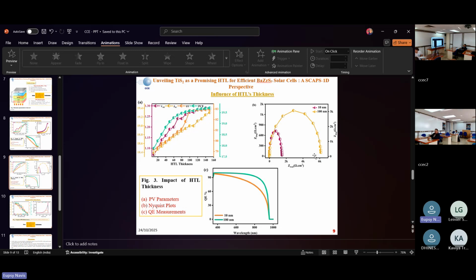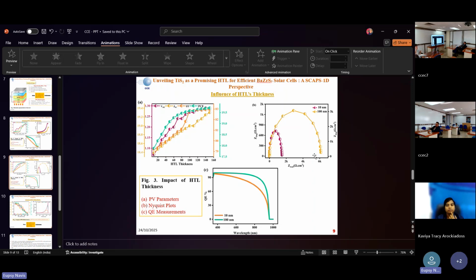On the other hand, we could see from the quantum efficiency measurements that there is a decline in the absorption after 600 nanometers when the thickness is less. But interestingly, a steady spectral response has been observed with 100 nanometer thickness, with its absorption in the visible and in the NIR region. Therefore, there is a huge light harvesting with a higher thickness, improving the performance of the solar cells with an increase in the HTL's thickness.